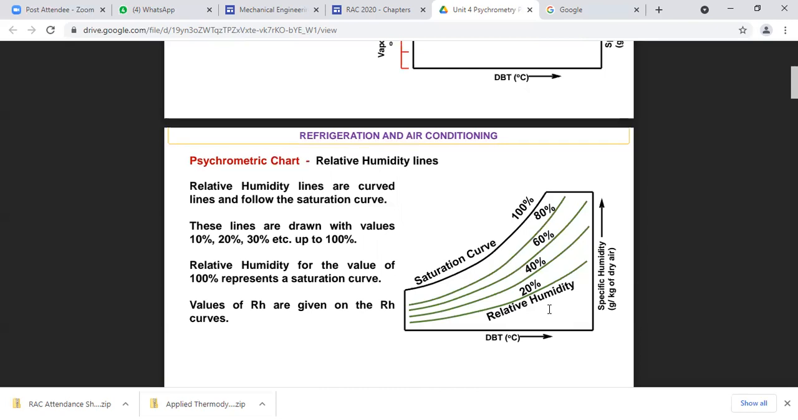Relative humidity is also defined as the ratio of the actual partial pressure of vapor in space to the saturation pressure of pure water at the same temperature. So relative humidity lines are curved lines that follow the saturation curve, and these are percentage-wise, you can observe 10%, 20%, 30% up to 100%. The relative humidity value of 100% represents the saturation curve, and this is generally represented by RH.